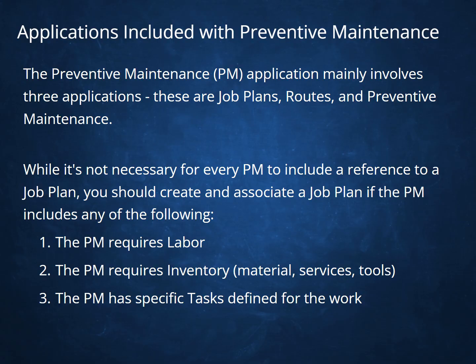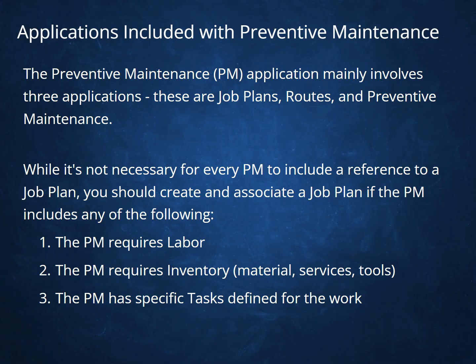Applications included with preventive maintenance. The preventive maintenance, PM application, mainly involves three applications. These are job plans, routes, and preventive maintenance. While it's not necessary for every PM to include a reference to a job plan, you should create an associated job plan if the PM includes any of the following.